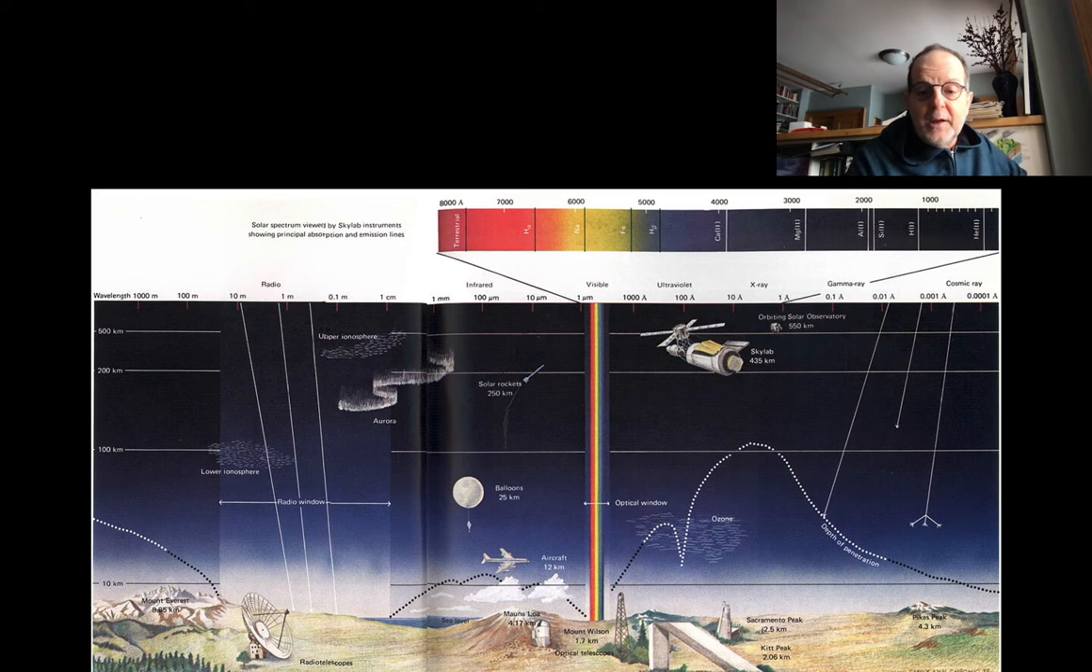Again, just another picture of your electromagnetic spectrum. Here is your visible light and color.